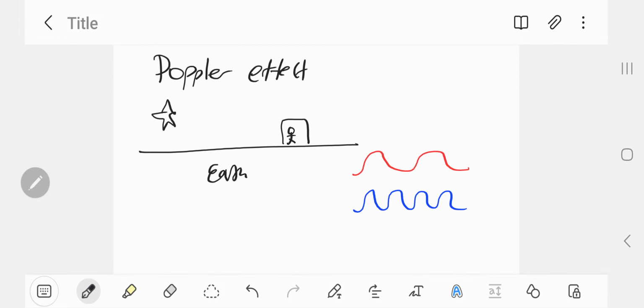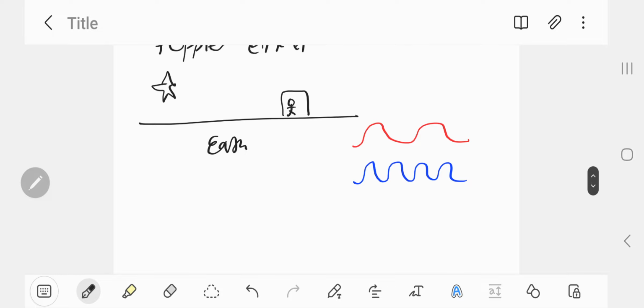This is when an object is moving away from you, in this case a star. The optical Doppler effect tells you that the light waves shift to longer wavelengths, to the red part of the spectrum. And vice versa, when the object, the star, is moving towards you, the waves get compressed. And this is called blue shift. So red shift and blue shift.